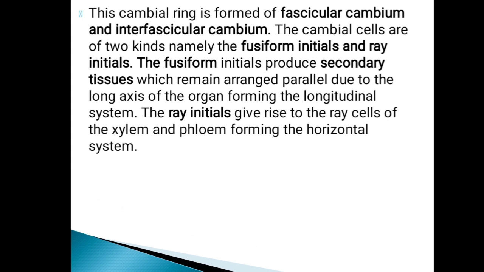These cambium cells are of two kinds, namely the fusiform initials and the ray initials. The fusiform initials produce secondary tissues which remain arranged parallel to the long axis of the organ, forming the longitudinal system. The ray initials give rise to the ray cells of the xylem and phloem, forming the horizontal system.